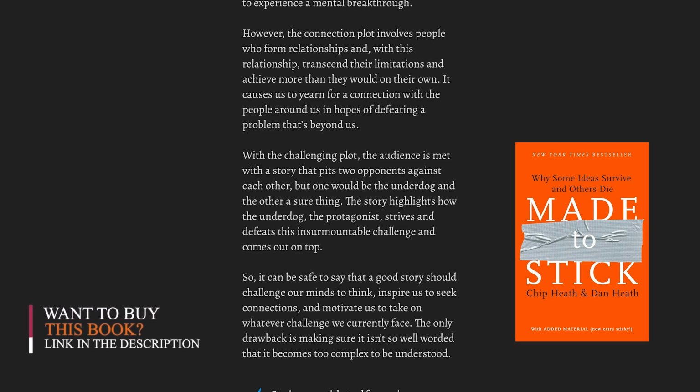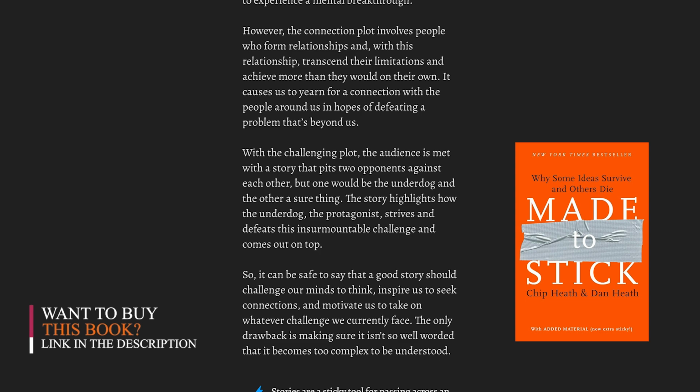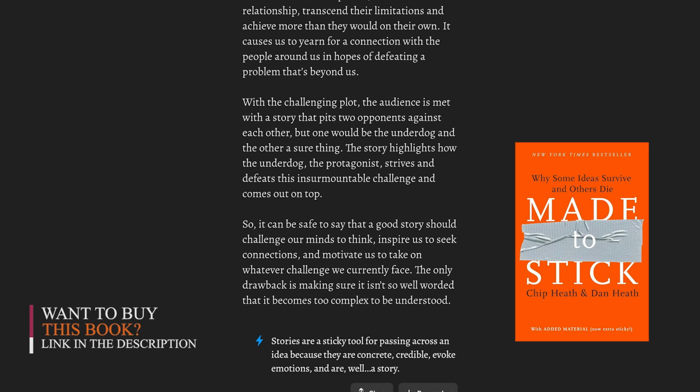It causes us to yearn for a connection with the people around us in hopes of defeating a problem that's beyond us. With the challenge plot, the audience is met with a story that pits two opponents against each other, but one would be the underdog and the other a sure thing. The story highlights how the underdog, the protagonist, strives and defeats this insurmountable challenge and comes out on top. So it can be safe to say that a good story should challenge our minds to think, inspire us to seek connections, and motivate us to take on whatever challenge we currently face.